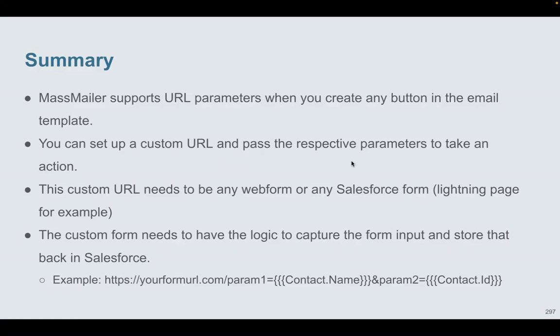You have to pass some information so that you can identify that action. It could be a campaign name, contact ID, or some sort of order number, whatever it may be. So you need some information that is unique for each recipient that needs to be tracked on the button URL. And how do you do that? I'll show it to you. That's pretty simple because you know how the merge fields work in MassMailer.